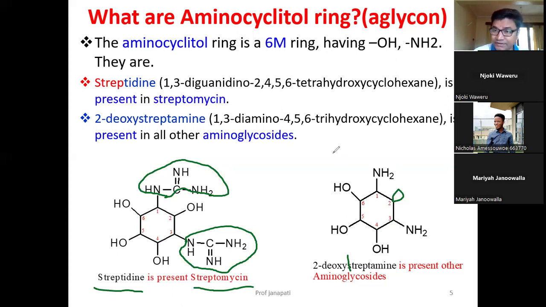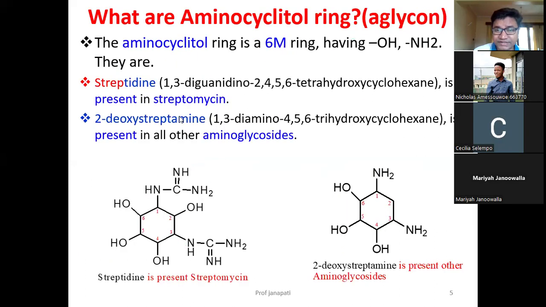So these are aminocyclitols. Aminocyclitols are six-membered rings having multiple hydroxyl groups and amino groups. Streptamine means, I'm explaining again, there is one more hydroxyl group. When you remove this hydroxyl group, it is called 2-deoxystreptamine, which is the aglycone portion in all the aminoglycoside antibiotics. Whereas streptidine has, instead of an amino group, a guanidino group. This is present in streptomycin. So these are the aminocyclitols.